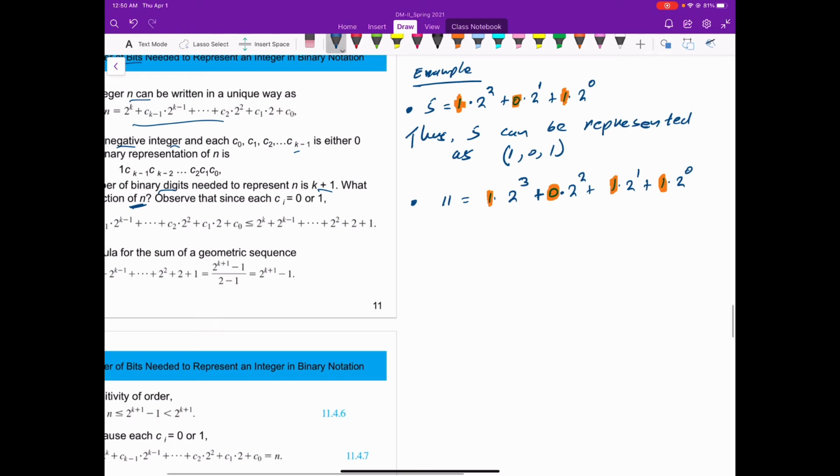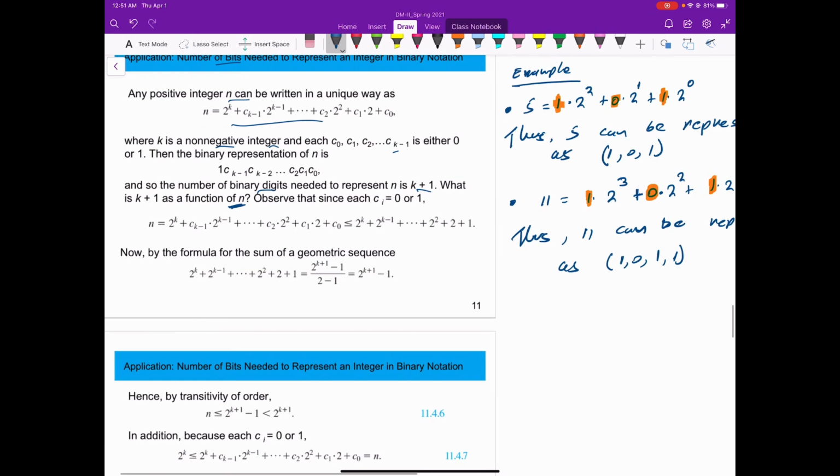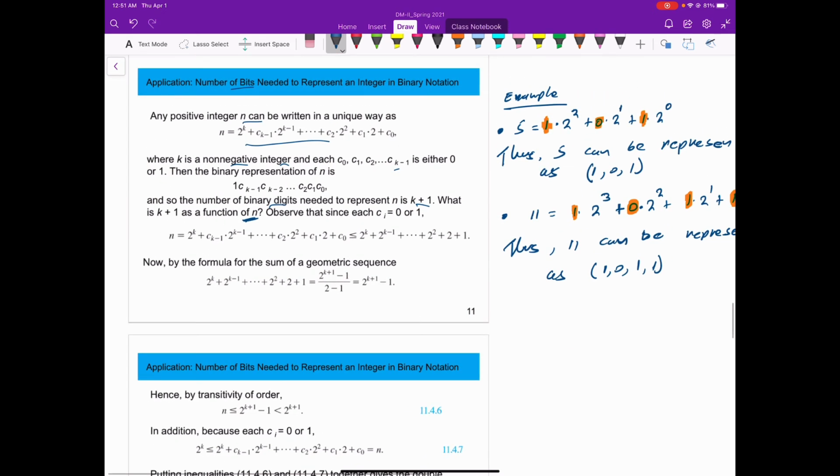Thus, 11 can be represented as 1, 0, 1, 1. Okay, so those are the binary representations. That's what we are explaining right here, the same concept.